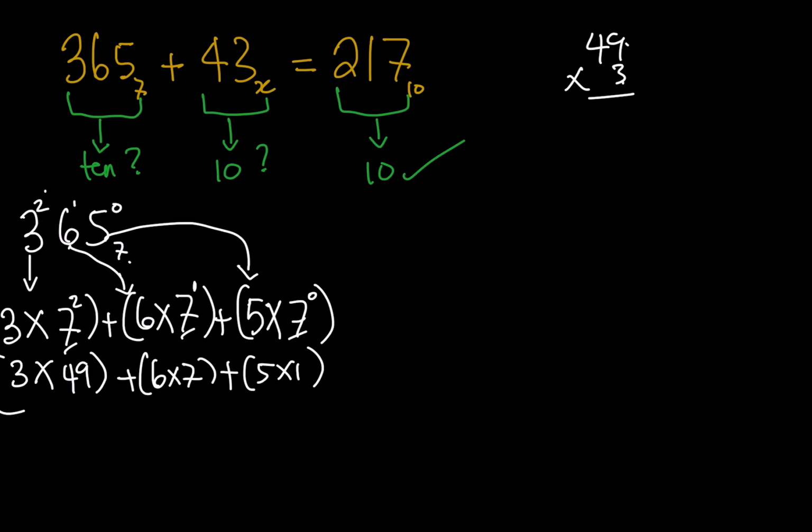3 times 9 is 27, so write 7. We carry this 2. 3 times 4 is 12. 12 plus 2 is 14, like this. All right, so we have 147 here. And then this is giving us 42. And then this is giving us 5.